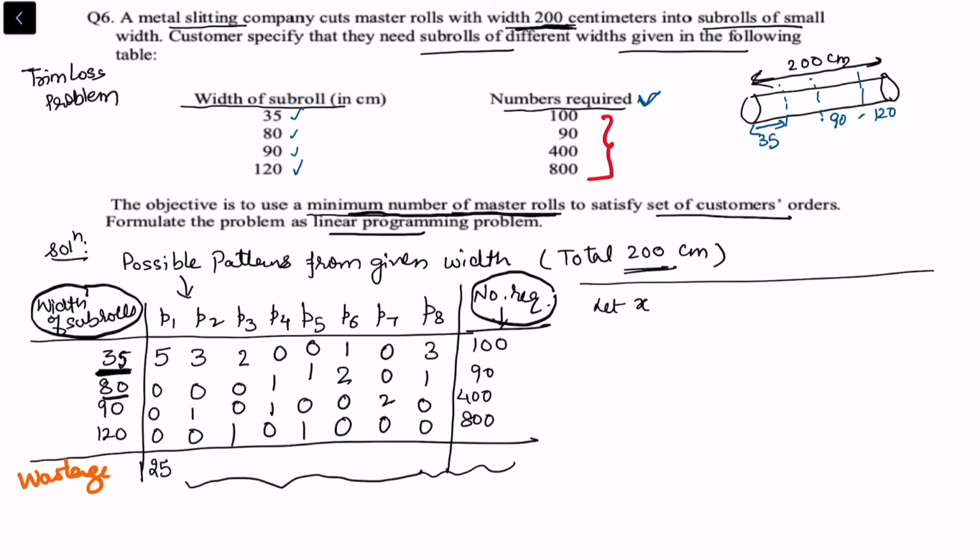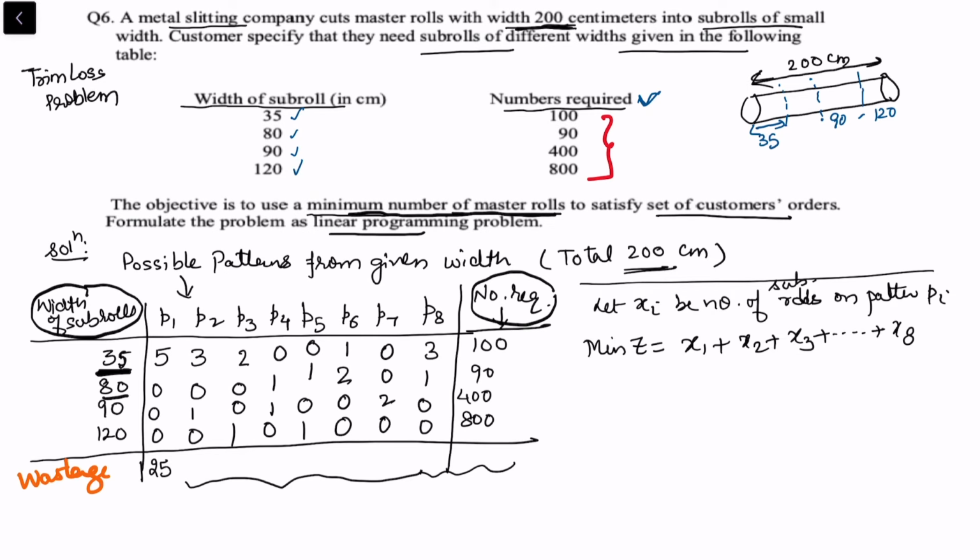Let xi be the number of roles, or you can say sub roles, on pattern pi. So we can add it, sub role. Now I want to minimize these sub role. So we minimize, how many possible patterns we have? 8. So obviously there are 8 possible. So we may consider these as a unit. If we consider 1 from each pattern, these may be considered as unit number of rows on pattern pi.